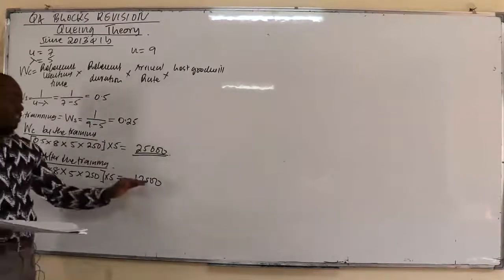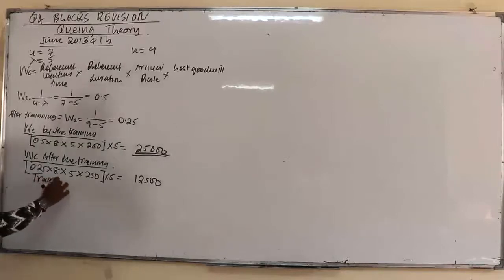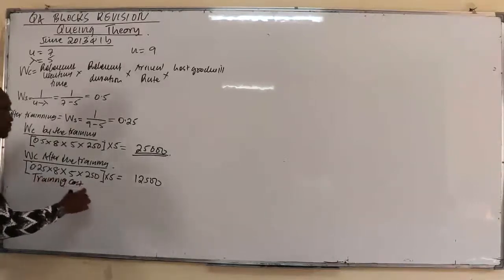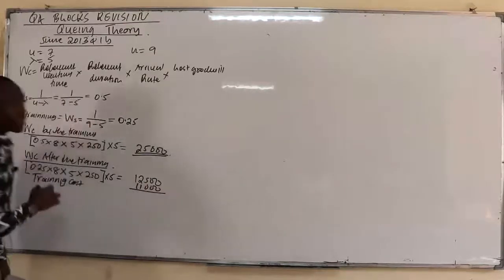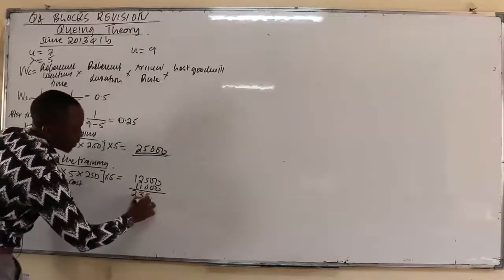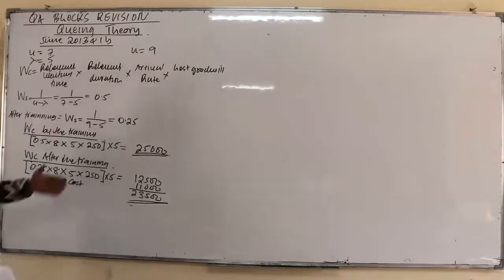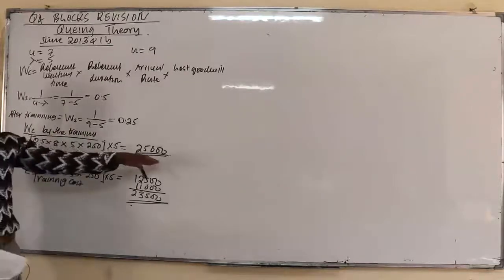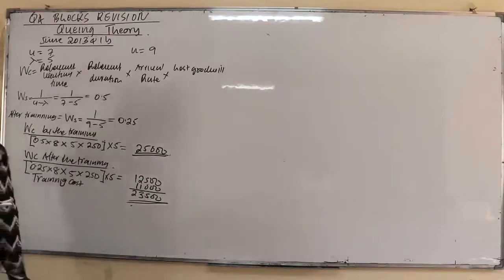You see what has happened? After the training, the waiting cost has reduced, but you'll have to incur what we call the service cost. The training will cost us how much? The training cost for 5 days will be 11,000. So that means after the training, the total cost per week will be 23,500. Now, can you compare? The waiting cost before the training was 25,000, and the cost after the training has reduced to 23,500.